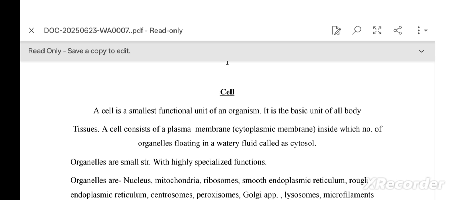A cell consists of a plasma membrane, the cytoplasmic membrane, inside which a number of organelles float in a watery fluid called cytosol. Organelles are small structures with highly specialized functions.